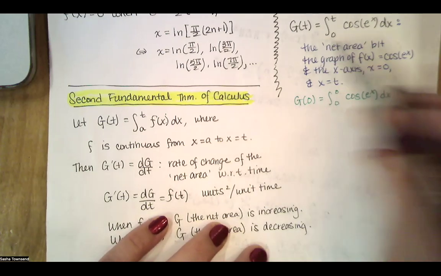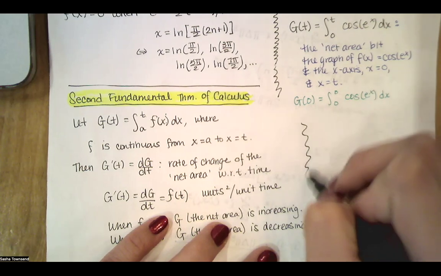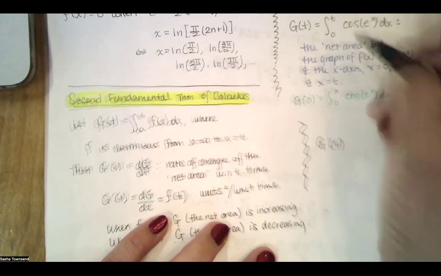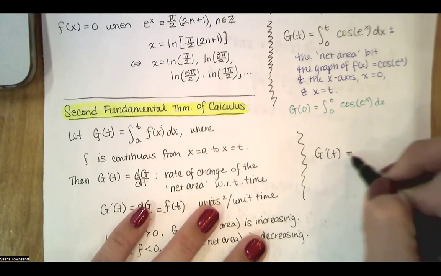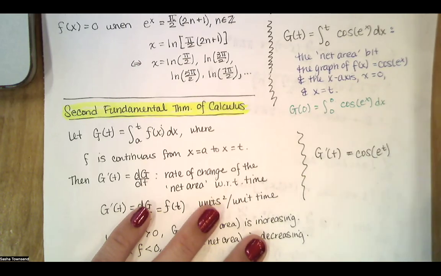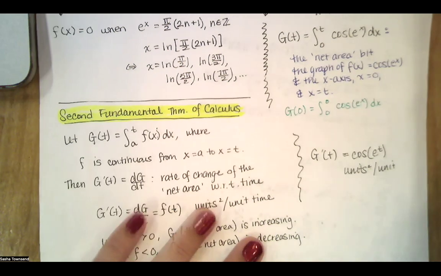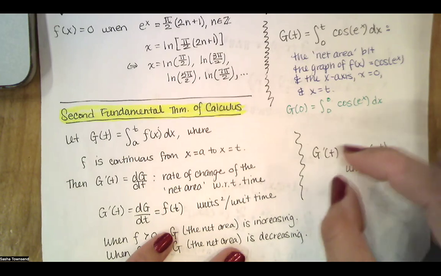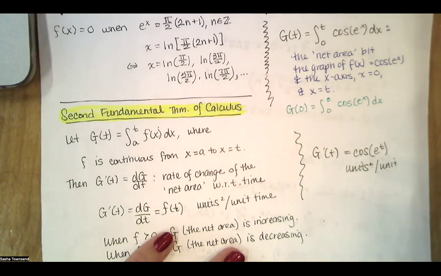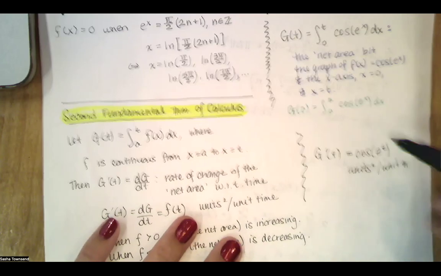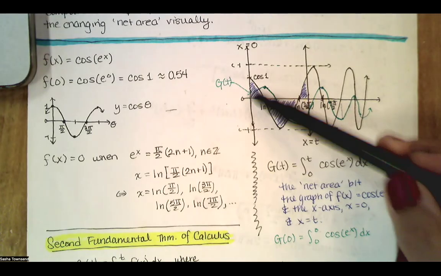So for this particular function, g prime is just cosine of e to the t. And then that's going to be units of area per unit time. If our distances in the x direction and y direction are measured in inches, and our time is measured in seconds, this would be some number of inches squared per second, and it might be positive or negative. It'll be negative when our function is below the x-axis and positive when our original function, that integrand, is above the x-axis.